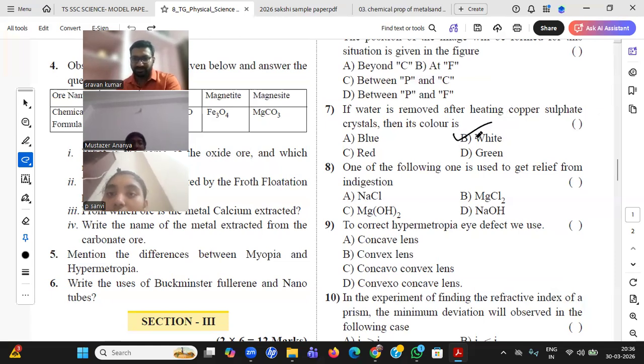Question number 8. One of the following is used to get relief from indigestion. Indigestion, beta. Indigestion is something related to acidity.